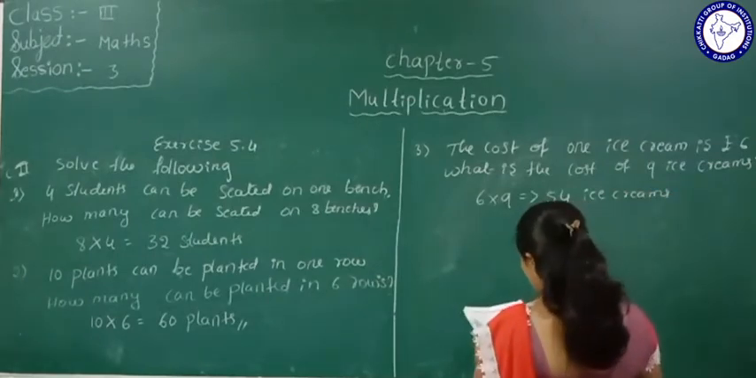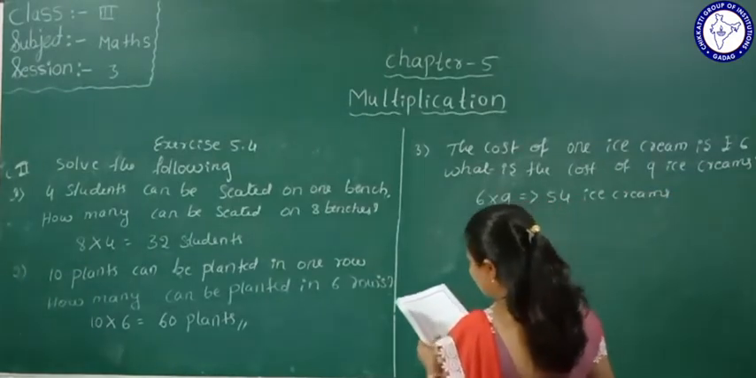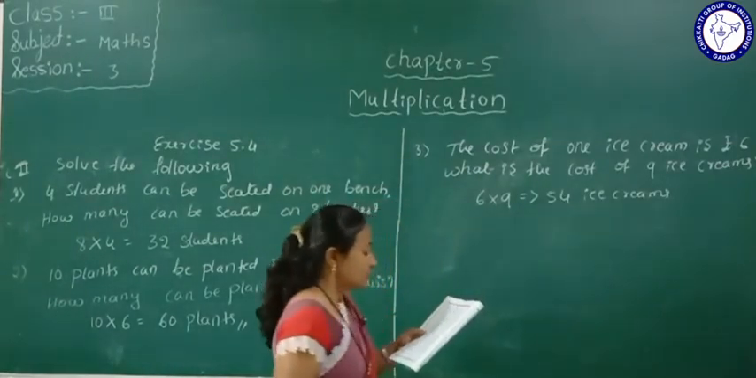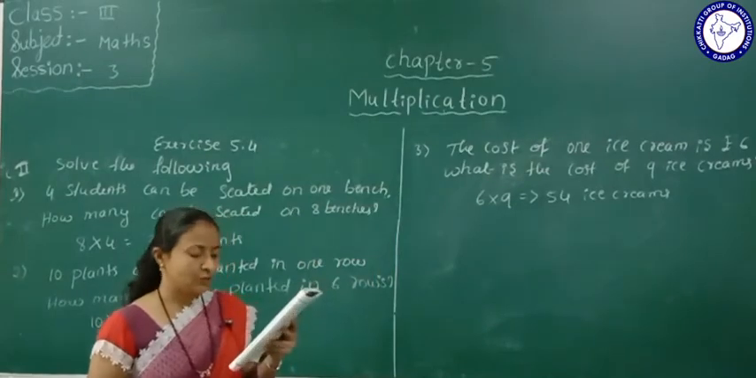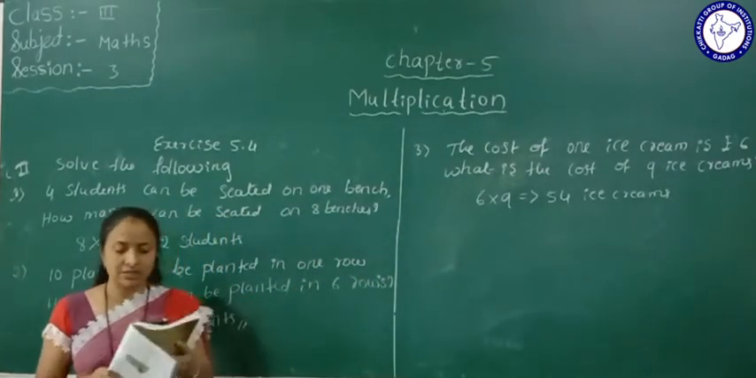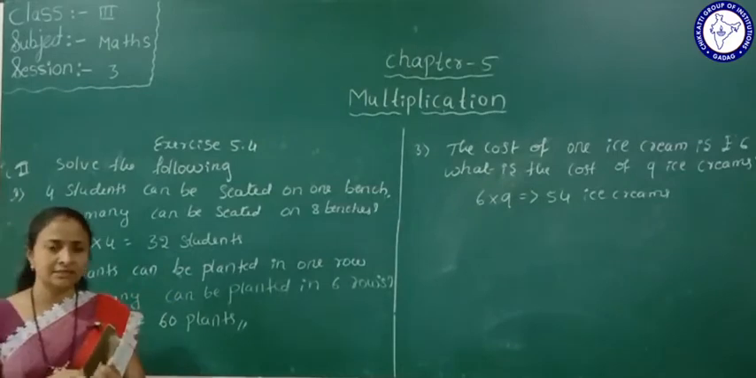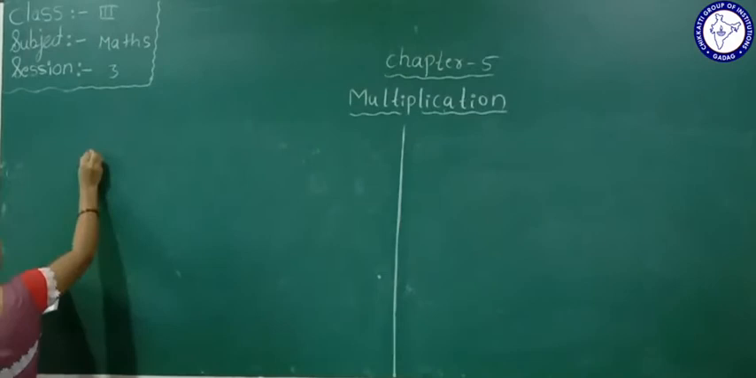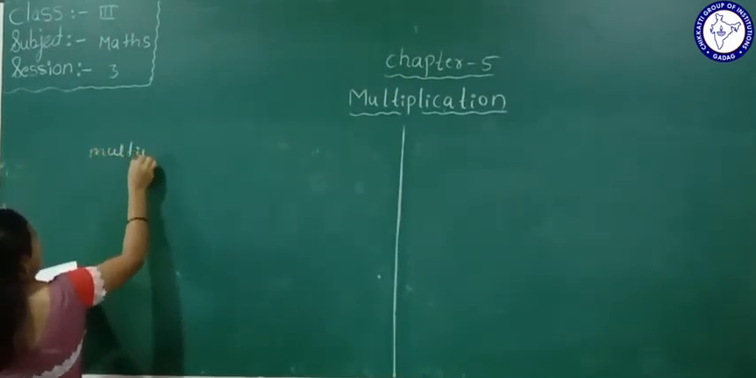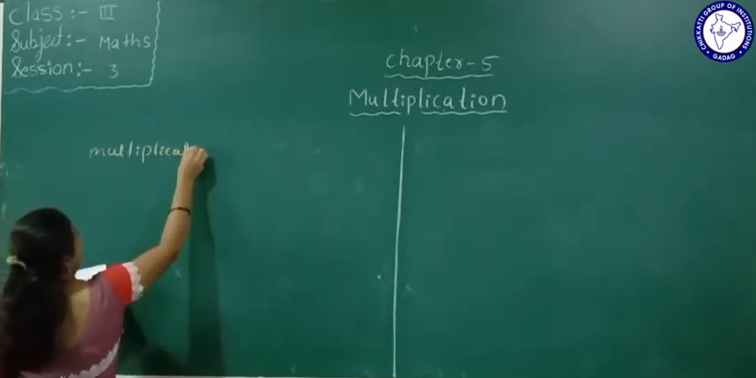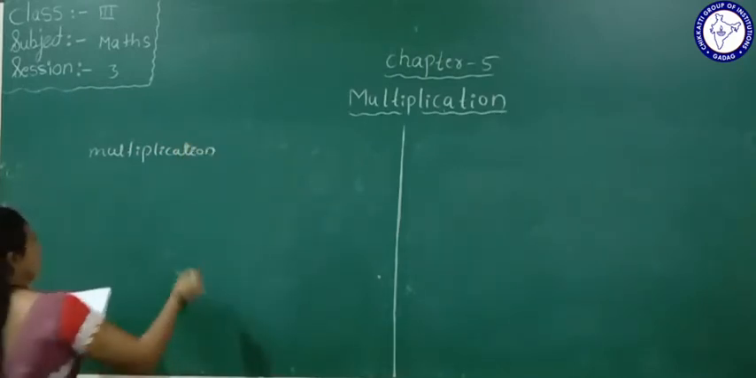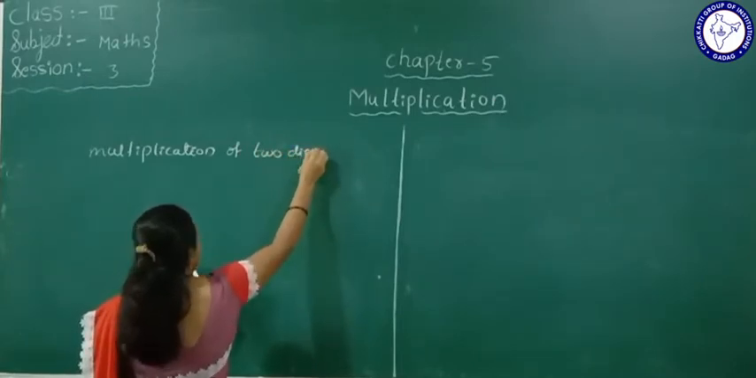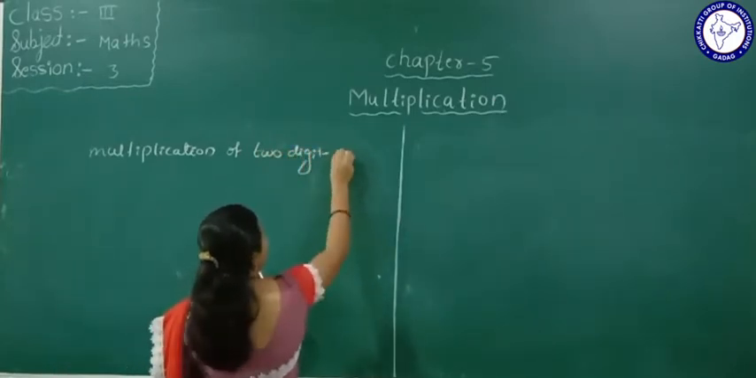Yes, understood, students? So next one, there are 2 remaining, so you can do them yourselves only. Next we are going to multiplication of 2 digit numbers.